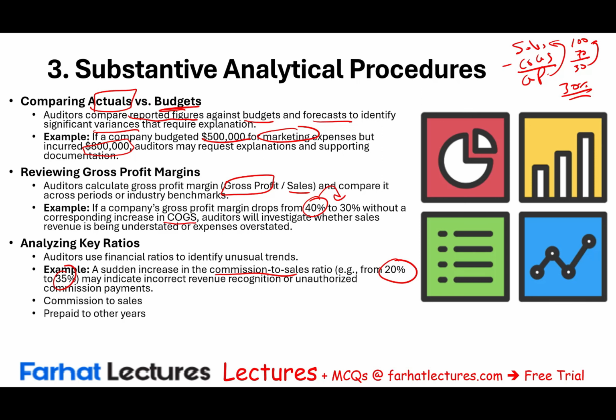So besides commission to sales, you could look at your prepaid compared to other years. You could look at your individual manufacturing expenses. For example, you can take a look at your raw material compared to inventory. You could look at your overhead compared to your total cost of goods sold. It should be stable. Why is it different? There are so many different ratios you can look at.